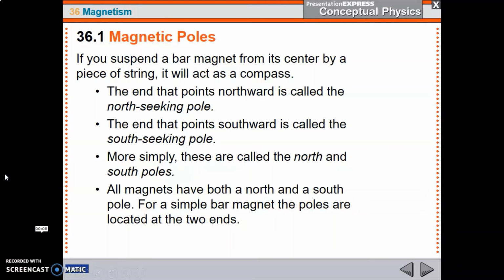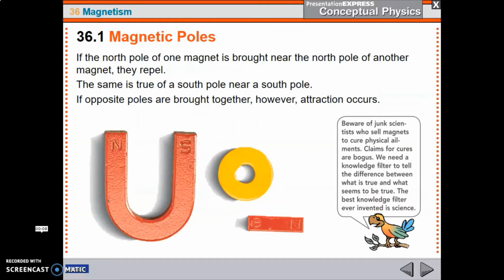If you suspend a bar magnet from its center by a piece of string, it will act as a compass. The end that points northward is called the north-seeking pole. The end that points southward is called the south-seeking pole. More simply, these are called the north and south poles. All magnets have both a north and a south pole. For a simple bar magnet, the poles are located at the two ends.